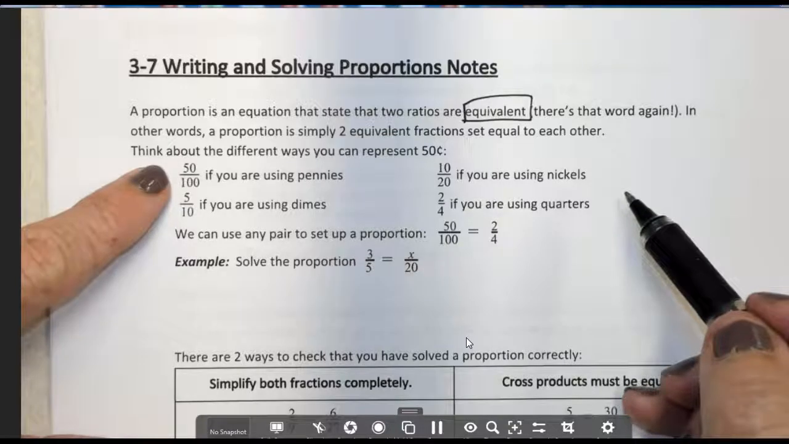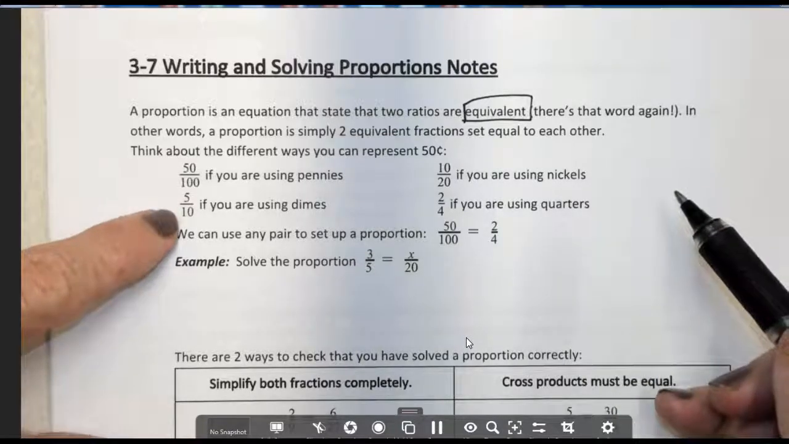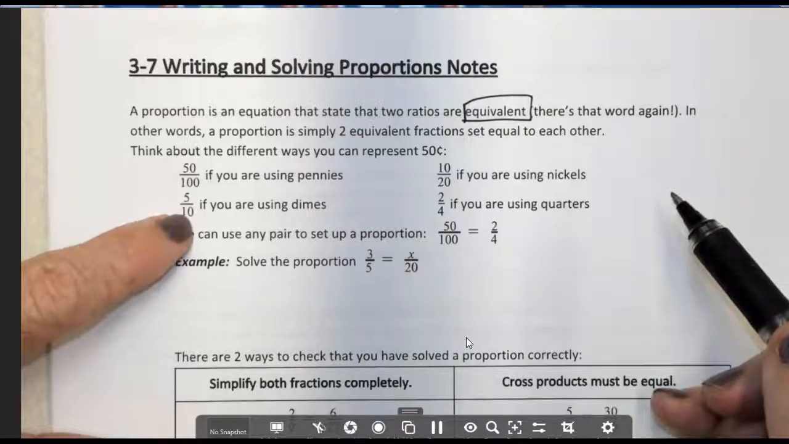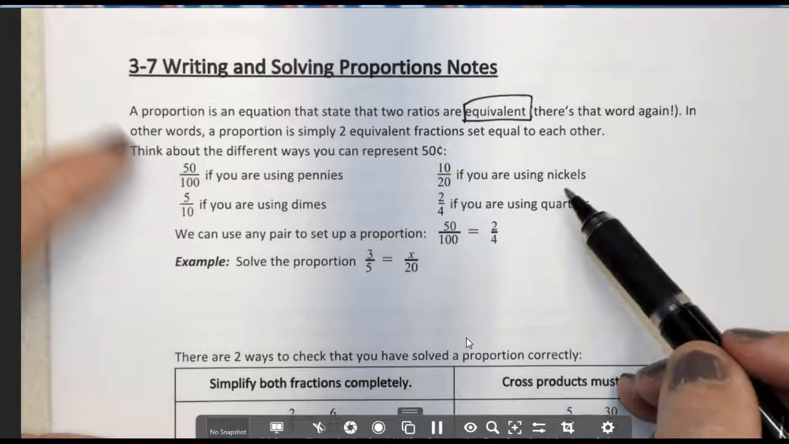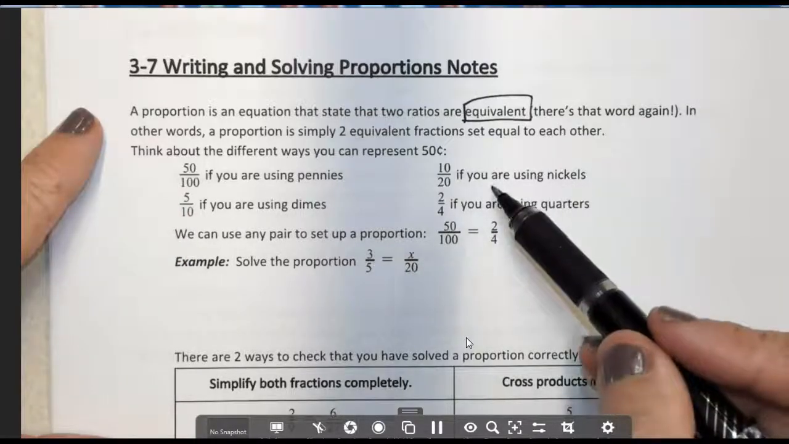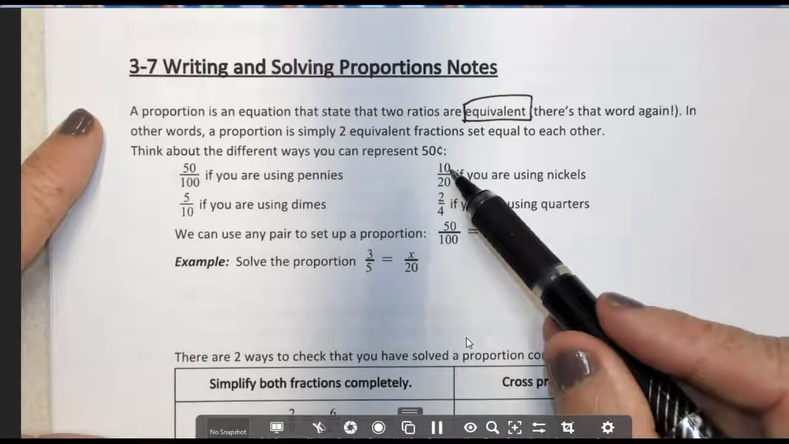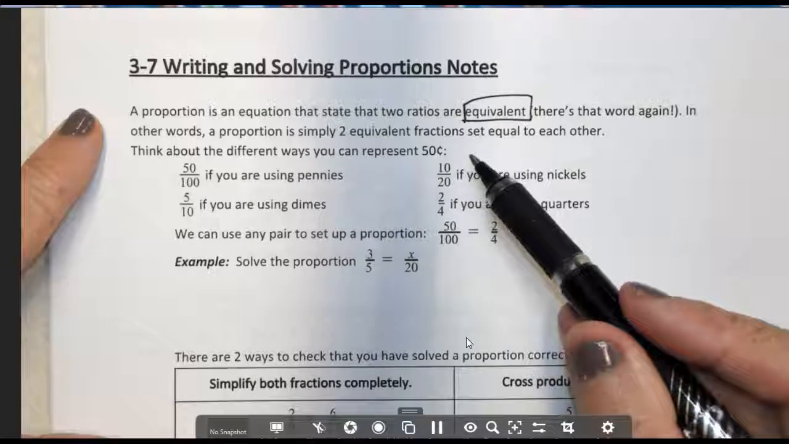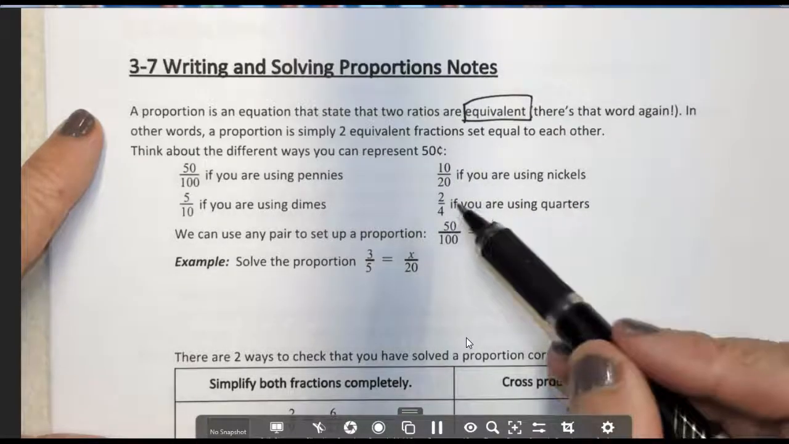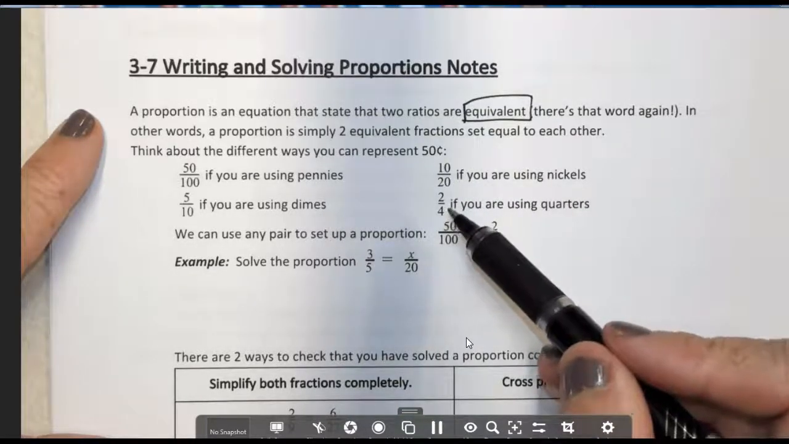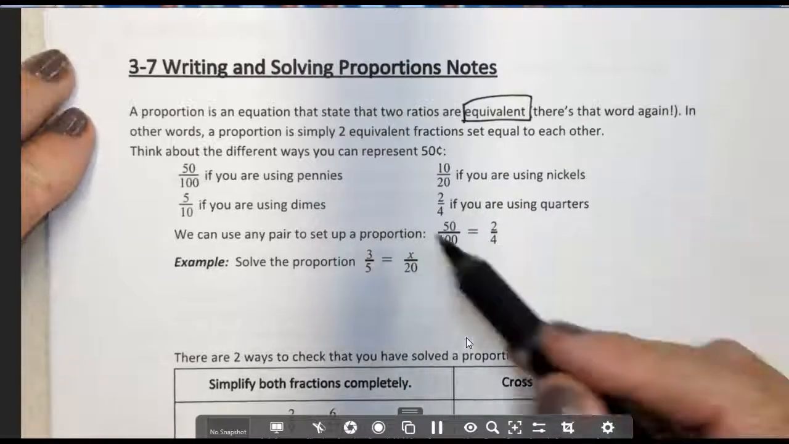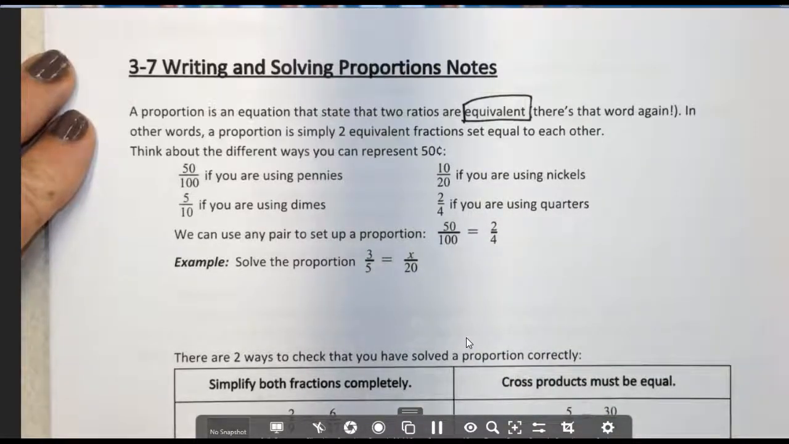Okay, if you're using pennies, it's 50 out of 100 pennies. If you're using dimes, it's 5 dimes that are worth 10 cents a piece. If you're using nickels, there's 20 nickels in a dollar, you need half of them, so that's 10 nickels. 10 times 5 is 50. If you're using quarters, it's 2 quarters out of the 4. Okay, we can use any of those pairs to set up a proportion, right?